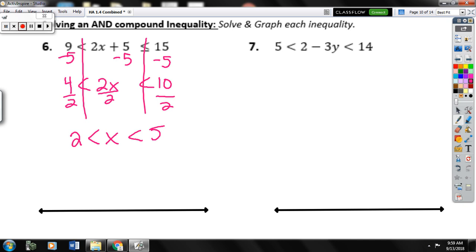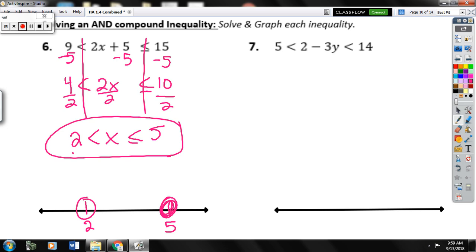Now you do want to pay attention. It does always have to be smallest to largest. Okay? So always make sure the smallest number comes first. And these, oops, sorry, I forgot an equal bar from up here. So always be careful, double check. And we'll graph that with 2 and 5. Open circle on 2. Closed circle on 5. And again, shading in between those numbers.